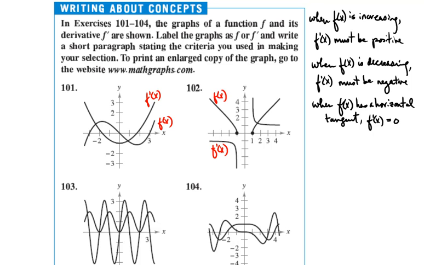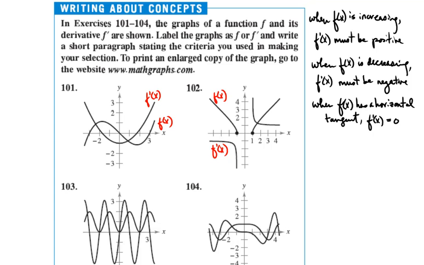Now we'll look at 103 and 104. Now again, we want to use the idea that when the function is increasing, the derivative is positive. When the function is decreasing, the derivative has to be negative. When the function has a horizontal tangent, the derivative has to be 0.